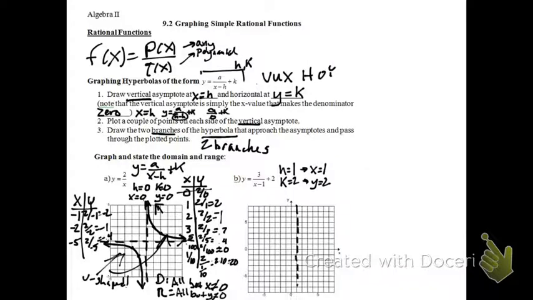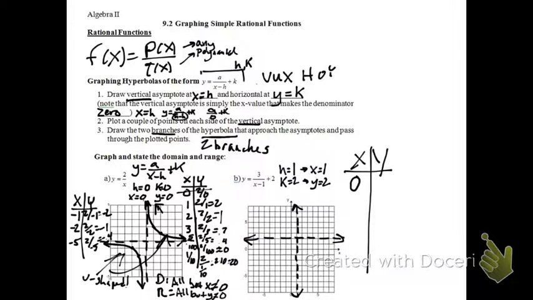Dash that in. So that's my vertical asymptote, and my horizontal asymptote is going to be y equals 2. So I'm going to dash that guy across the page like so. And now I'm ready to plot some points. Now, when I make my table this time, I can plug in 0 for x because 0 is not the vertical asymptote.